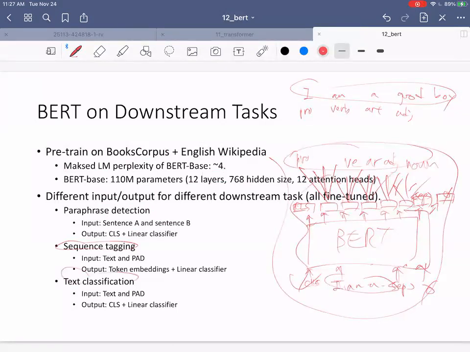If it's text classification, it's the same thing. You have just text and pad, and now you don't need to work on individual tokens like this. You simply use a CLS token to classify a text into either sports, politics, IT, science, something like that. All right, a question from Chu Yunsang.